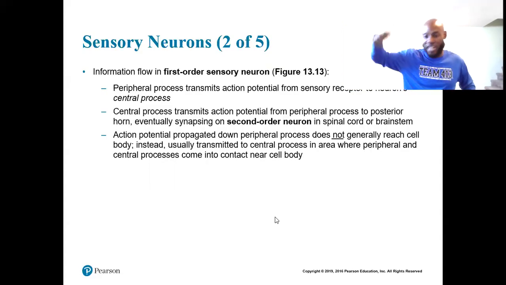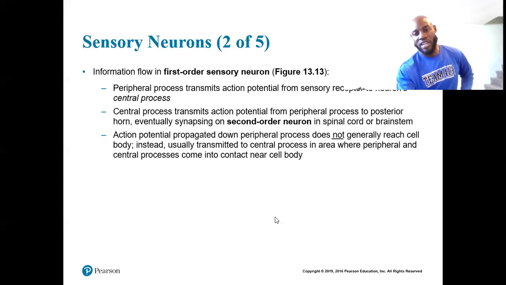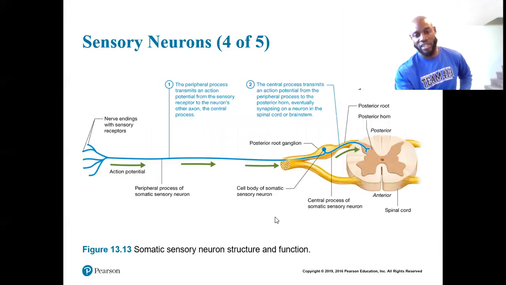In the spinal cord, it synapses with a neuron and goes up towards the spinal cord or brainstem. The potential propagated down the peripheral process does not generally reach the cell body, right? It's pseudounipolar, so the action potential doesn't have to go through the cell body. Instead, it is usually transmitted to the area where the peripheral and central processes come into contact near the cell body. So this is showing you the structure. Pseudounipolar, all right.